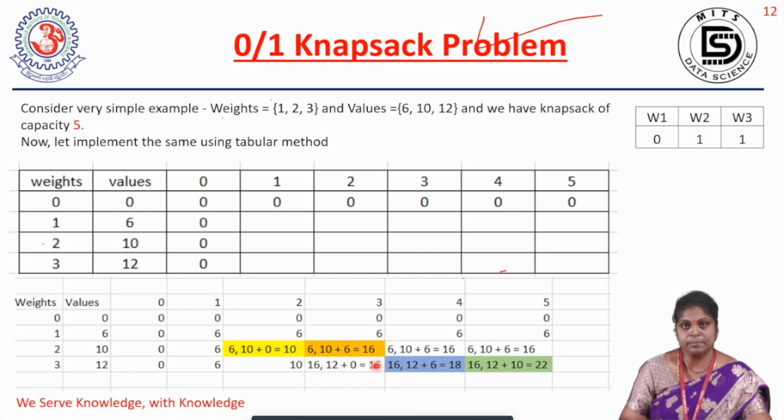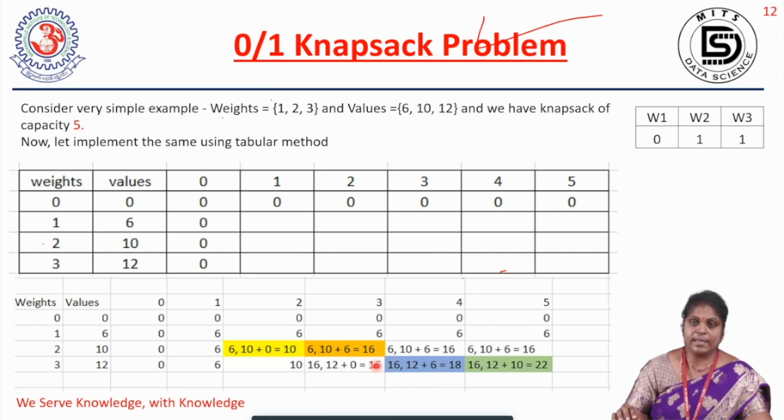Now the 3 comma 3 entry. What is the meaning? My bag size is 3 kg. I have 3 items: item 1, item 2, item 3. What are the possible combinations here? I can keep item 1 alone, item 2 alone, item 3 alone, or a combination of item 1 and item 2. So in this 3 comma 3 entry, I have four choices. Among the four choices, based on the profit, I choose one solution. This is called the principle of optimality: taking decisions to find an optimal solution.